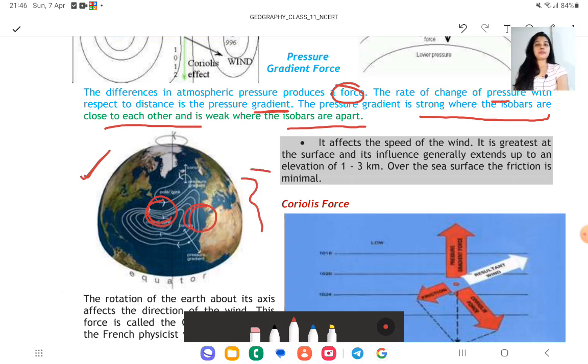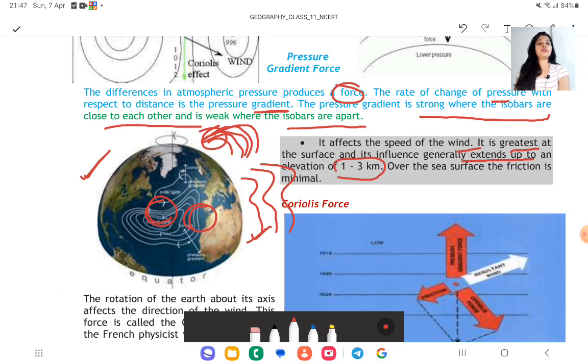Suppose the isobars are like this, okay? So they are far apart. So in this case the pressure gradient will be weaker. And when the isobars are very close to each other, almost merging, here you will see that the pressure gradient force is higher. It affects the speed of the wind. It is greater at the surface and influence generally extends up to an elevation of 1 to 3 km.